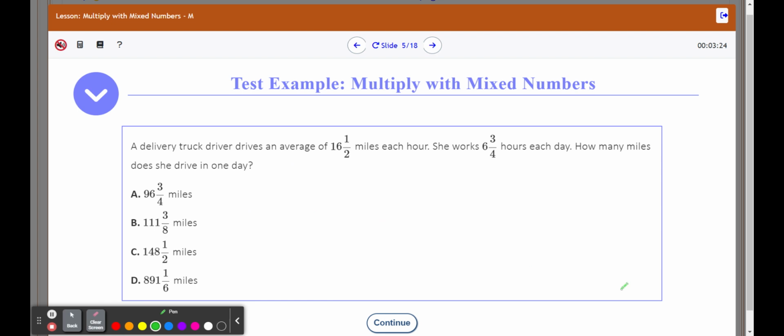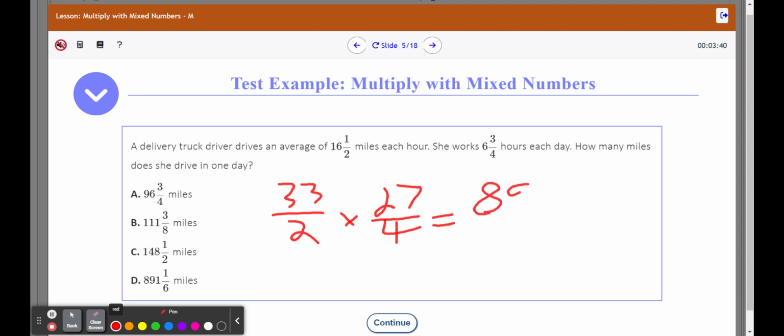Time to start doing my multiplication. So my first number was 33/2. Multiply by 27/4. I have to bust out the calculator for this one. 33 times 27 gives me 891. 2 times 4, well, I can do that one. That gives me 8. So I've got this nice, big, improper fraction. Obviously, you're going to have to convert this back into a mixed number.